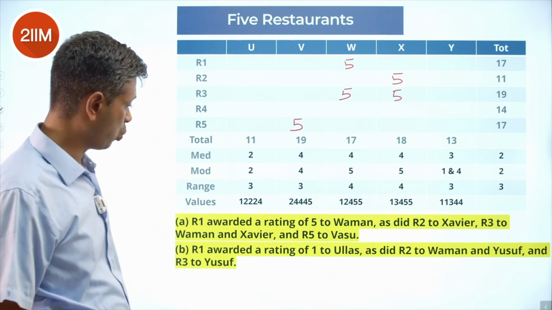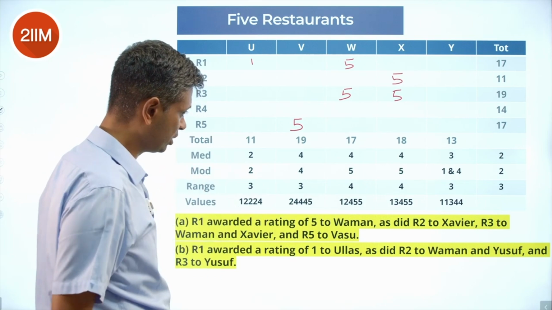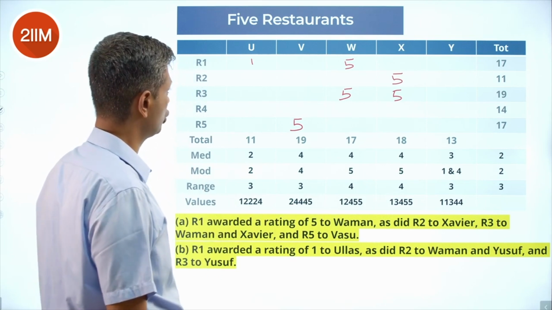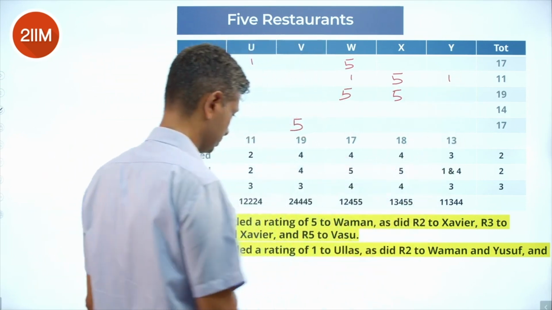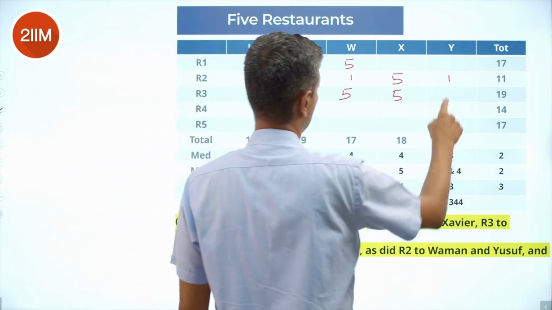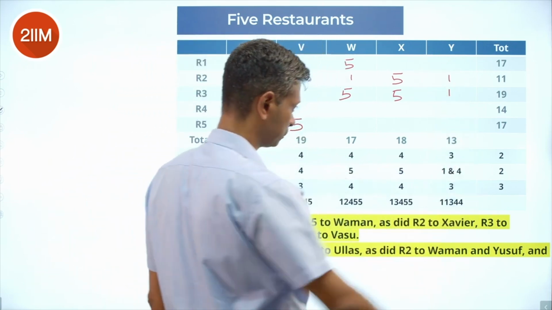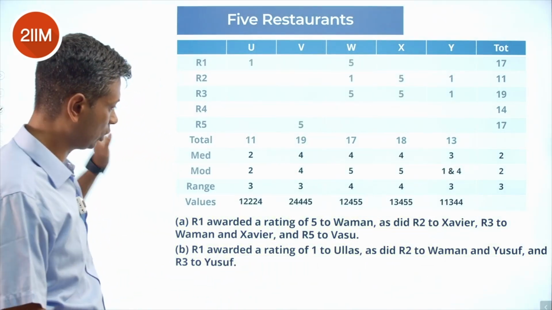R1 awarded a rating of 1 to Ullas. As did R2 to Vaman and Yusuf. And R3 to Yusuf. Nice. We filled all of this in.